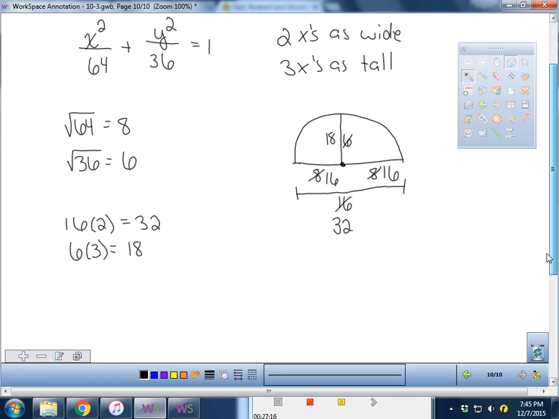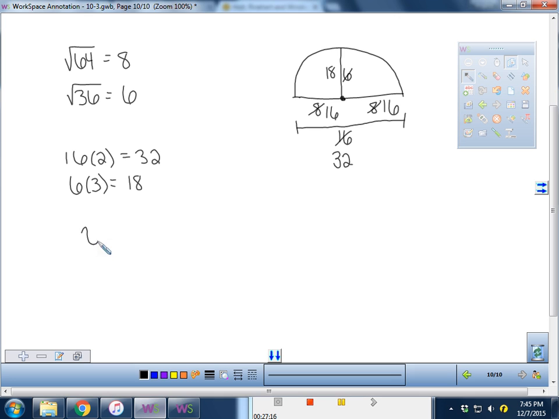So now I'm ready to write the equation again. So I've got x squared over a squared. Well, I know that a is the half distance, right, from the center to the side. So I would take 16 and square it. That gives me 256 plus y squared over, it's 18 feet from center to the top. 18 squared is 324 equals 1.